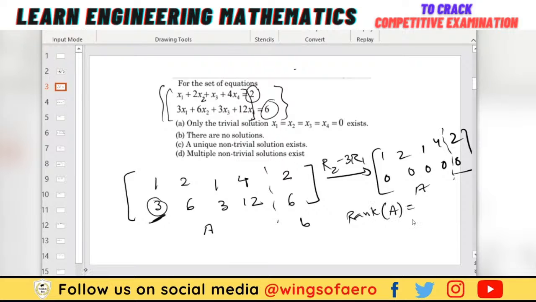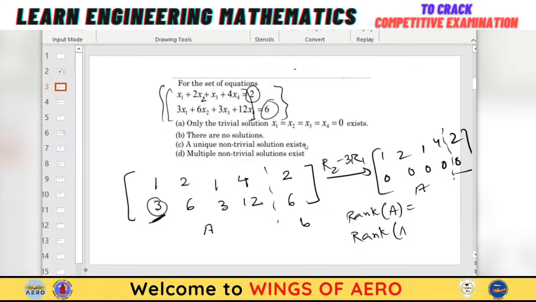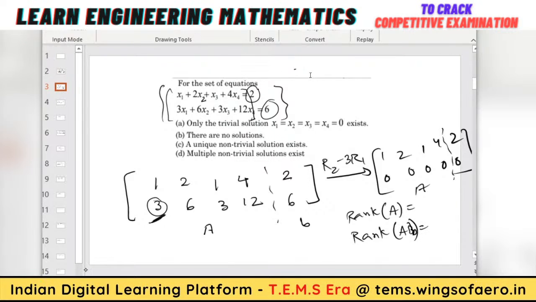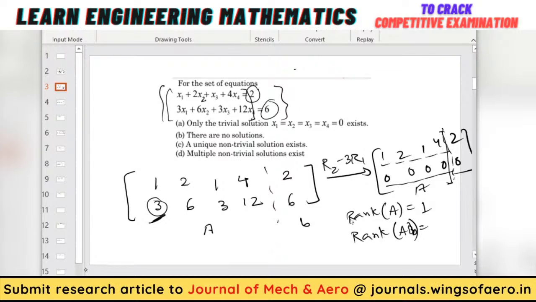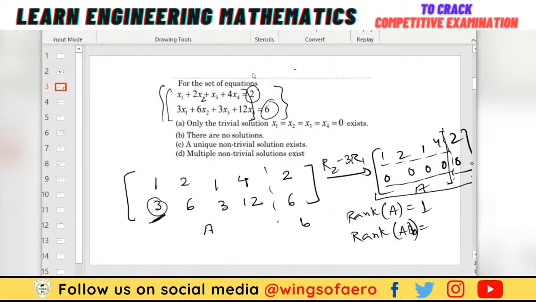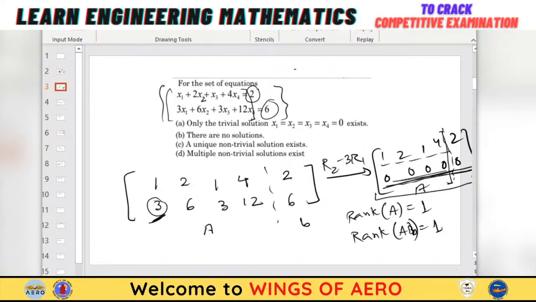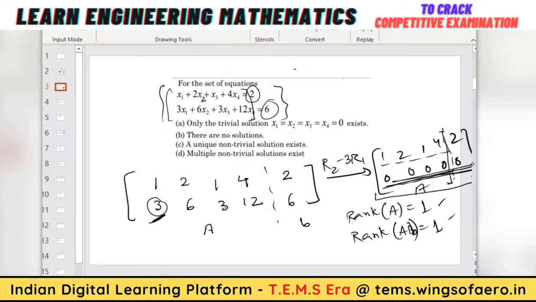Rank of A and rank of AB, where B means small b. Rank of A is 1 because this is the A matrix, and we see that only one non-zero row is there. So rank of A is 1. And what about the rank of AB? It is also 1, because rank of AB means the total matrix. So both ranks are equal. So it means this system of equations has a solution.